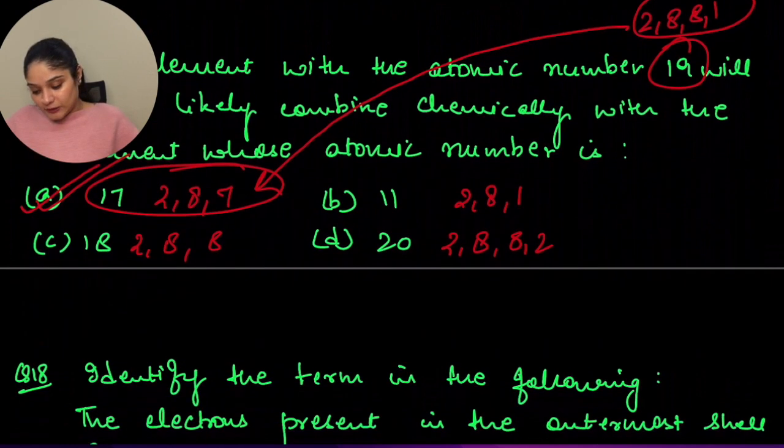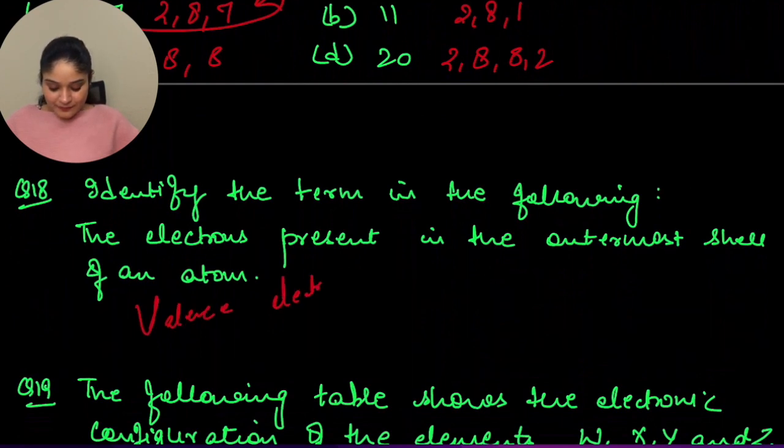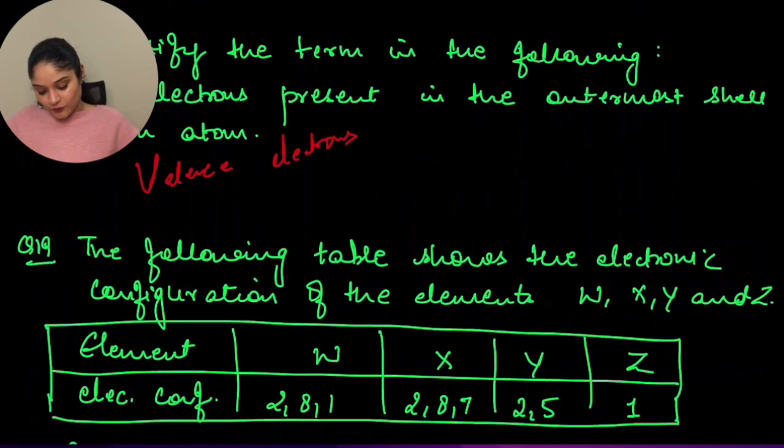Okay, let's move to the next one. Identify the term in the following. The electrons present in the outermost shell of an atom are valence electrons. Okay, let's move ahead to the next one.